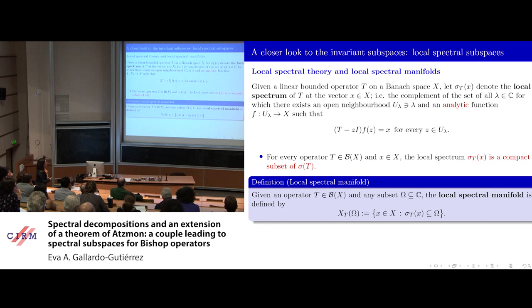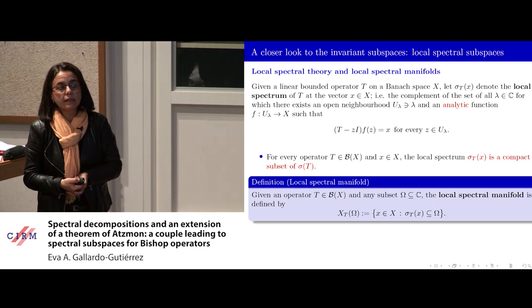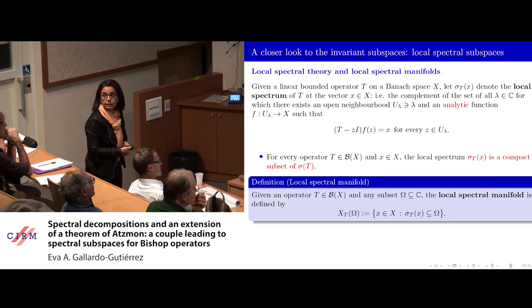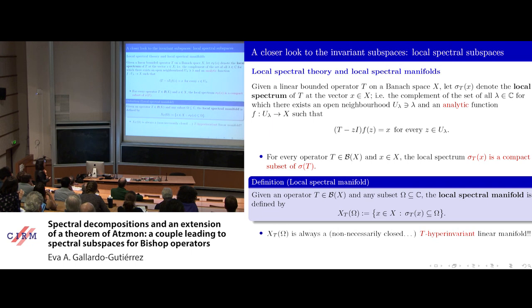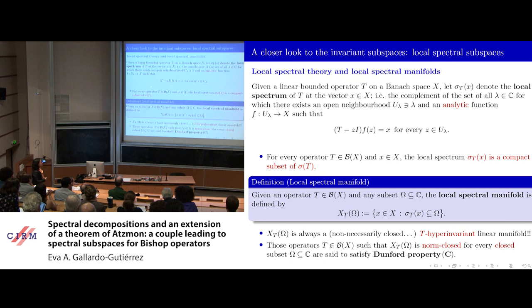If you consider a subset omega in the complex plane, the local spectral manifold is just those vectors in the space such that their local spectrum is contained in that subset omega. Why are they important? Amazingly, they are hyperinvariant linear manifolds. The problem is that they're not closed, okay? They can be dense indeed. Actually, if a linear bounded operator satisfies that all of these local spectral manifolds are closed for closed subsets of C, then the operator is said to have the Dunford property, or the C property.